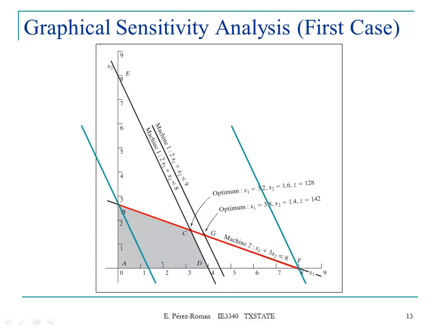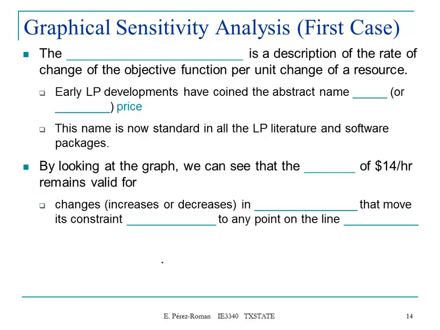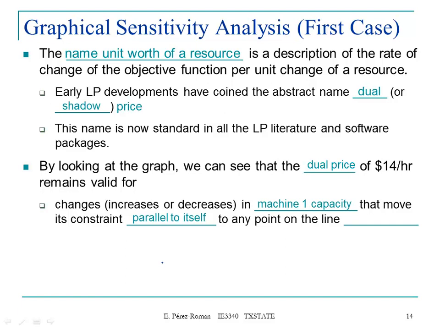Okay, because no, it's the whole triangle. Yeah, it's the whole triangle. Sorry. Okay. So I think the next slide is just a repetition of what I just said. So the dual price, machine 1 capacity, parallel to itself to any point in line segment B and F. Okay, so that's what we saw. We can see that the dual price of $14 will remain valid for that line if you move that constraint.